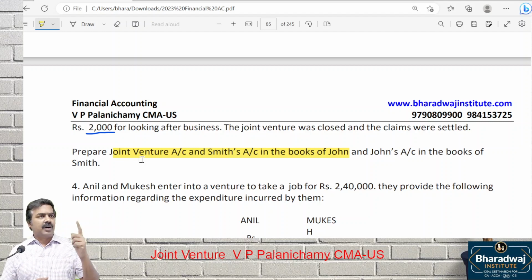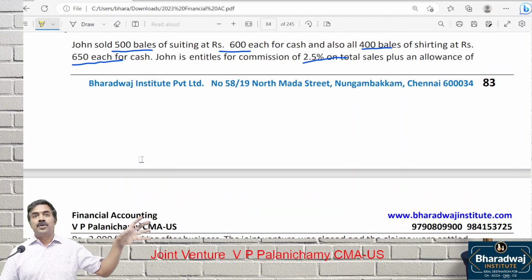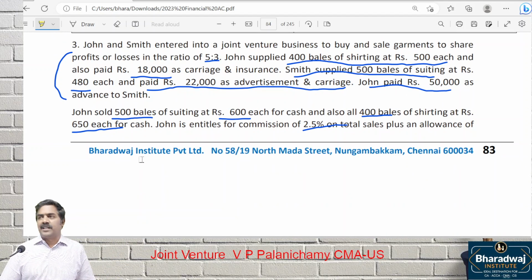So, number one. Number two, is there a separate joint bank account given in the question? Joint bank account is opened and cash is deposited, initial contribution is done like that. No. So it is the same set of books. It is the same set of books.